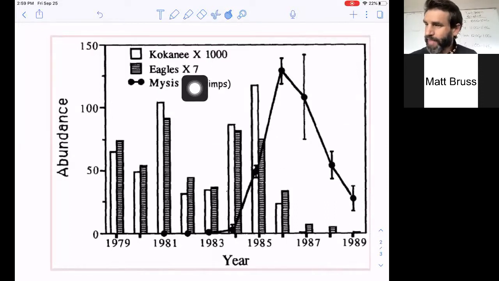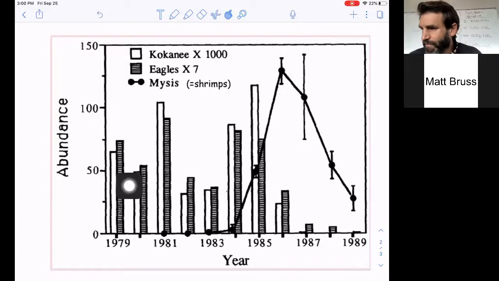Instead, they did this cool thing in the key where they said, whatever number you get over here from these bar graphs, if it's salmon, multiply by 1,000. If it's eagles, multiply by 7. And so 1980 is the example we used in class, where the open bars here are the salmon.